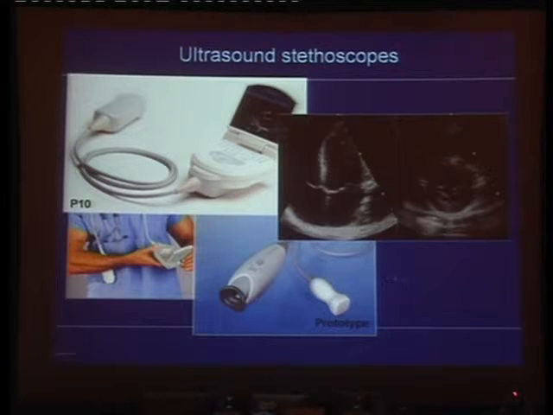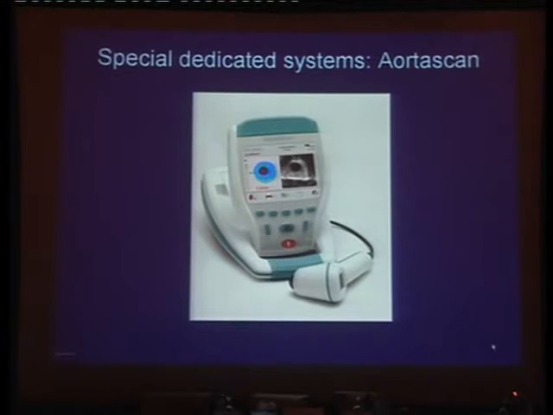There are other prototypes that are being worked on. This was a prototype for Siemens, where you just look in this viewer and see an enlarged image through a magnifying glass. So this is already coming very close to a stethoscope. Special dedicated systems, to me, is the future.